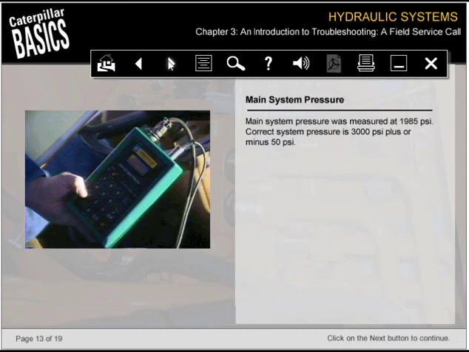Main system pressure was measured at 1,985 psi. Correct system pressure is 3,000 psi plus or minus 50 psi. Pilot system pressure was measured at 320 psi. Correct pressure is 335 psi plus or minus 15 psi.